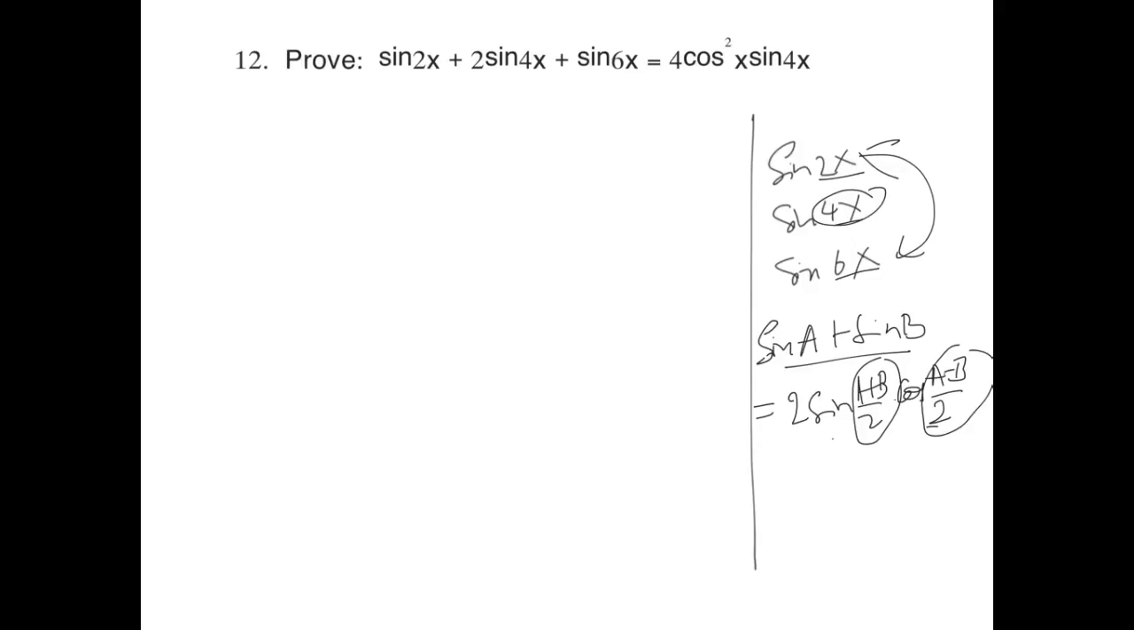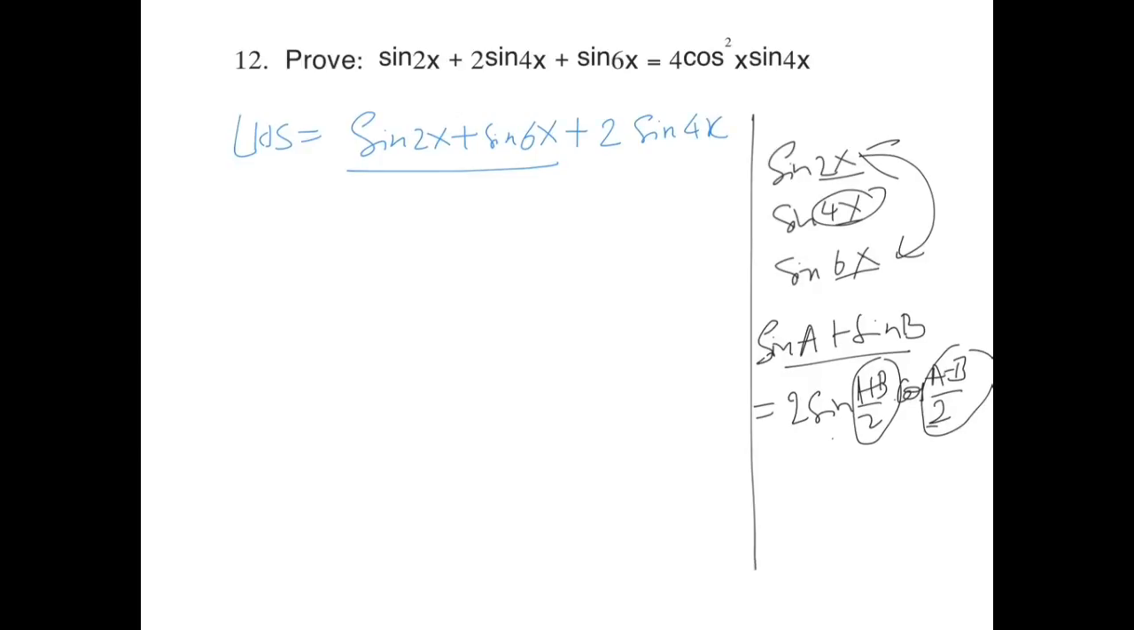So we have LHS equals sine 2x plus sine 6x, we have gotten those two terms together, plus the third term which is 2 sine 4x.